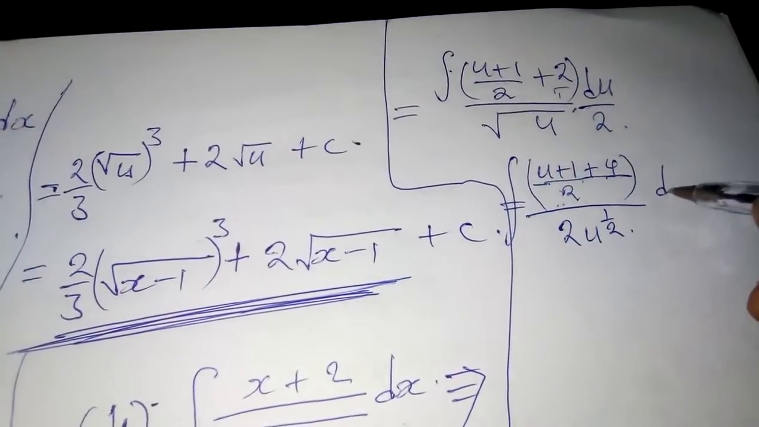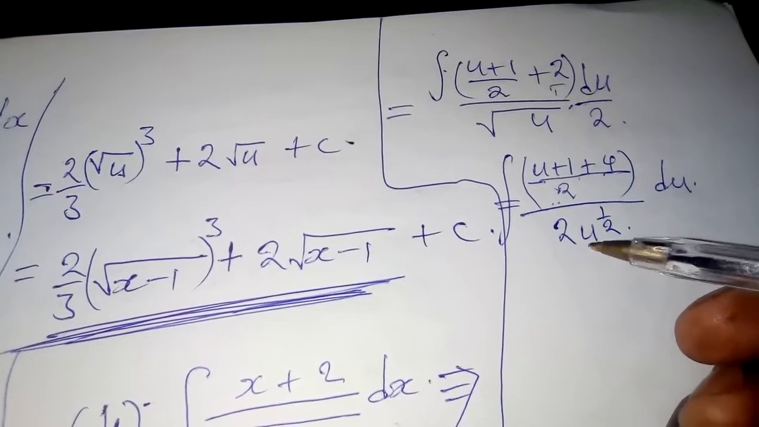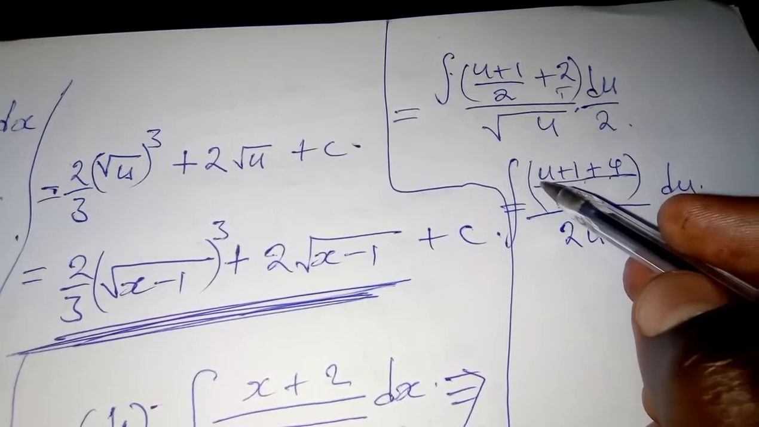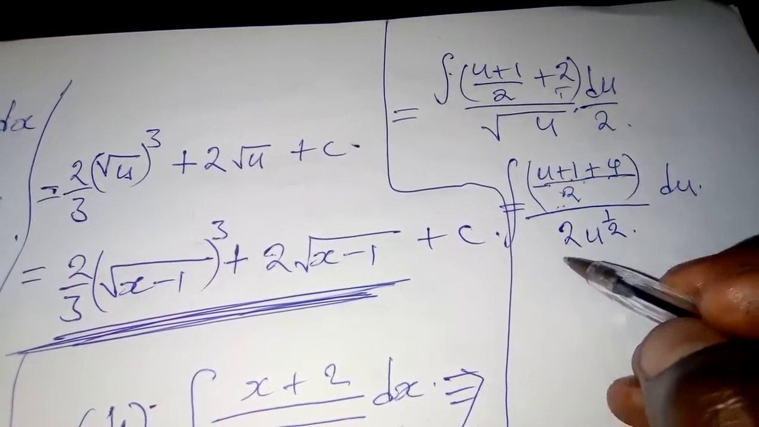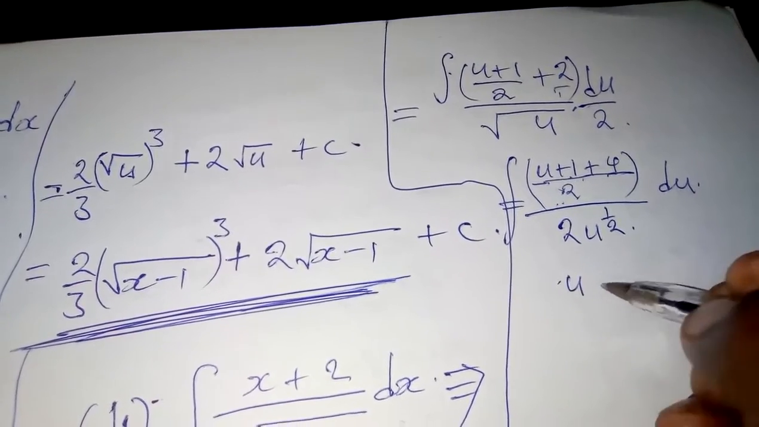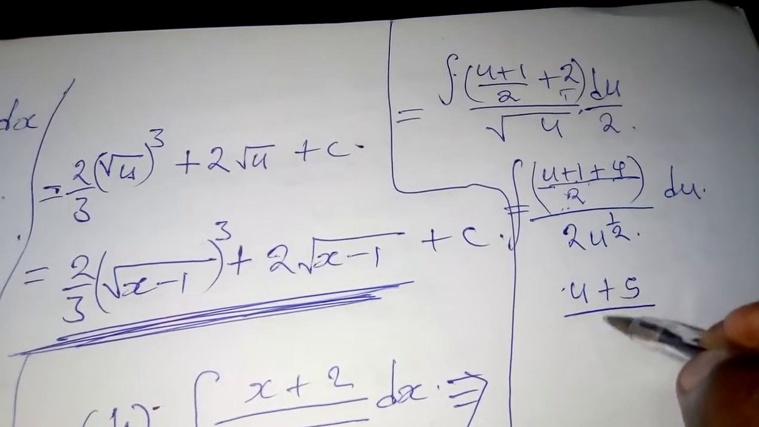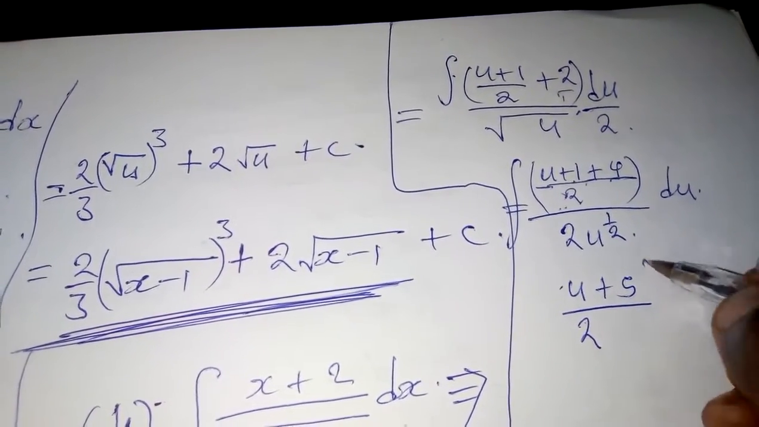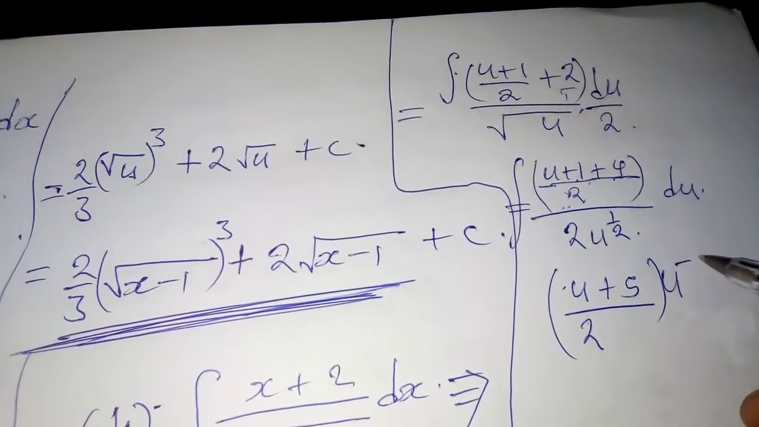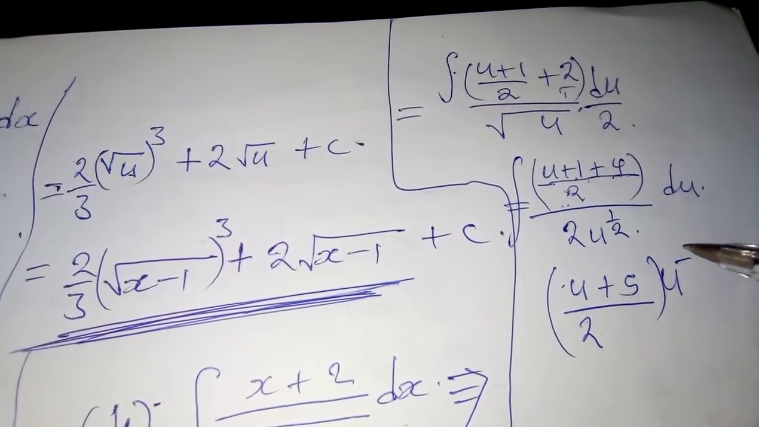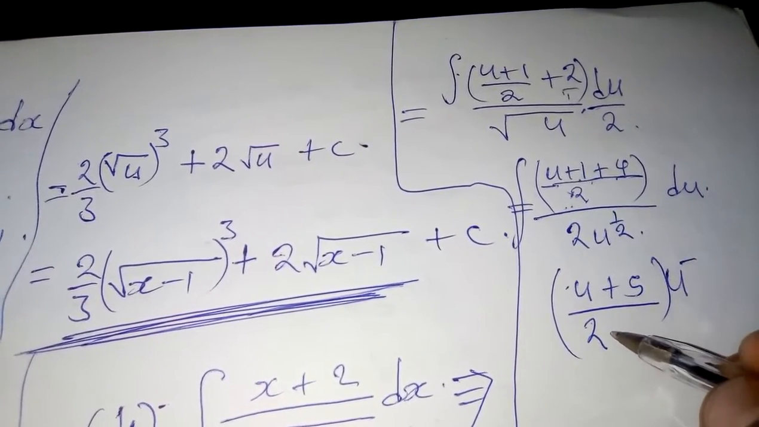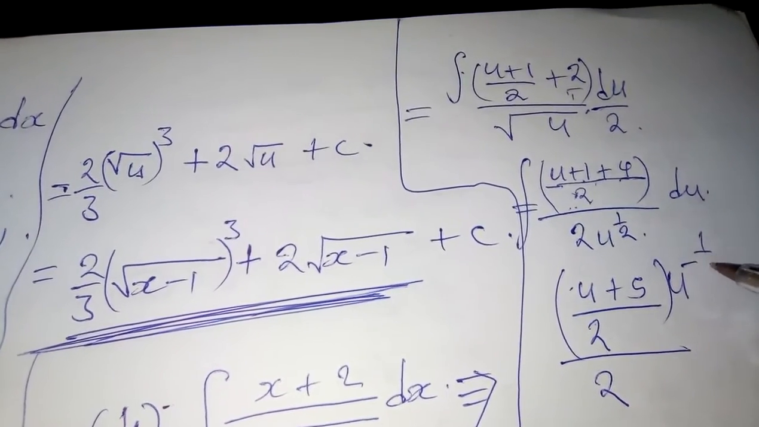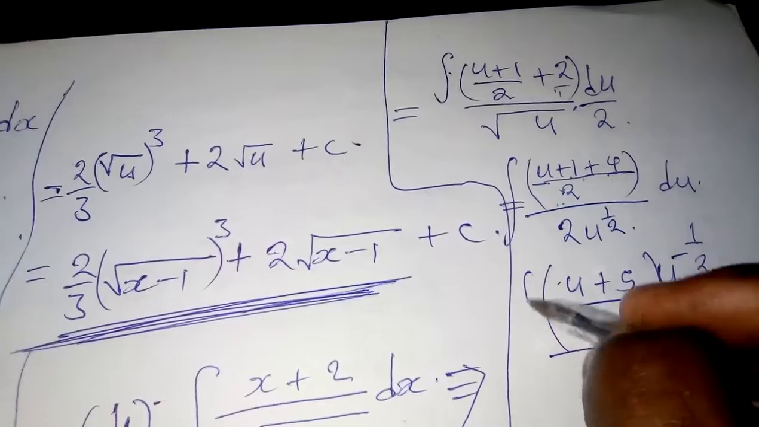Then we're trying to integrate this with respect to u. So what you do here again, you are going to have u plus 1 plus 4 is going to be u plus 5. So on top there we're going to have u plus 5, then over 2, and then we're multiplying this by u to the power negative half over 2, and then over 2 again. We're multiplying this by u to the power negative half, then we're integrating it with respect to u.